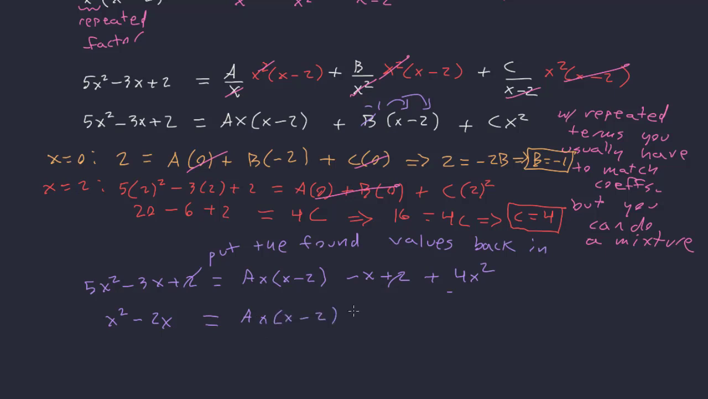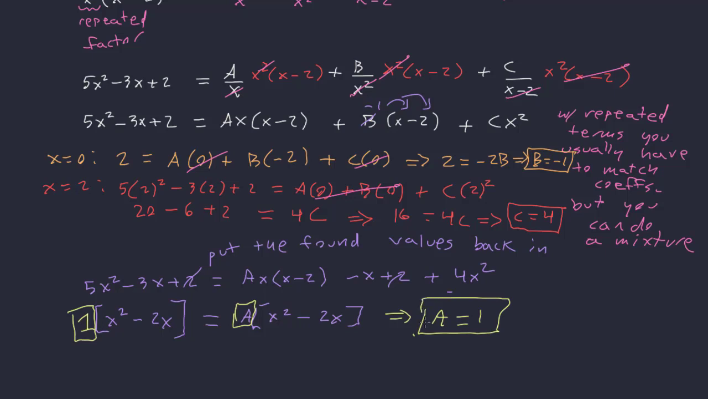Okay, and actually, if I were to distribute this x across here, we would get a times x squared minus 2x. And look at that. That's exactly what we have here. And since I have a 1 out front here, these two need to match. Okay, so this tells us that a has to be 1. All right.